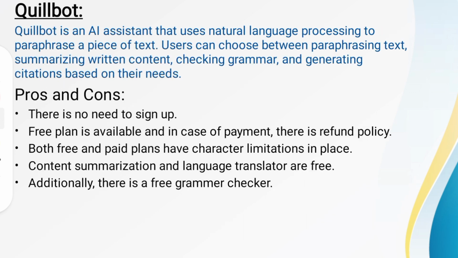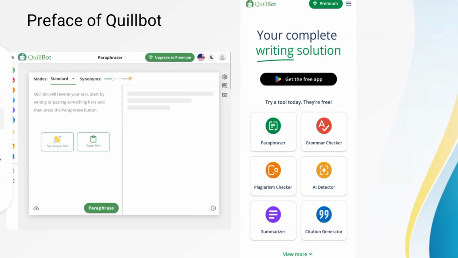QuillBot. QuillBot is an AI assistant that uses natural language processing to paraphrase a piece of text. It is actually a paraphrasing tool. Users can choose between paraphrasing text, summarizing written content, checking grammar, and generating citations based on their needs. This is the preface of QuillBot. User can choose which prompts he wants to do.